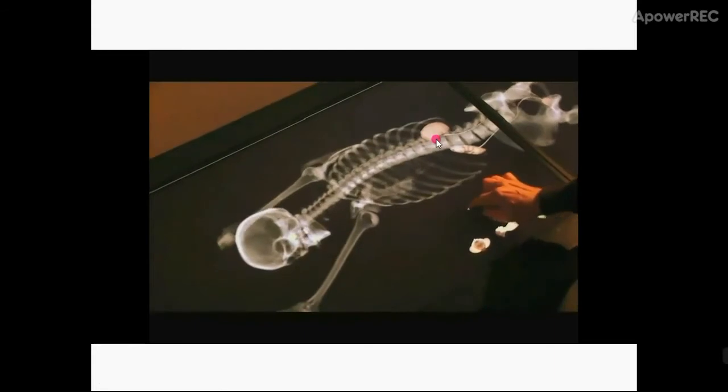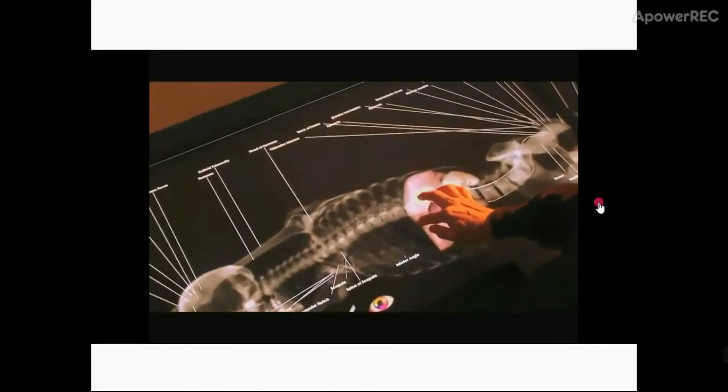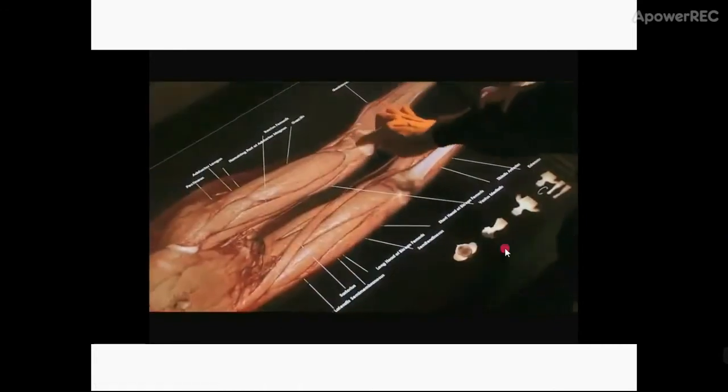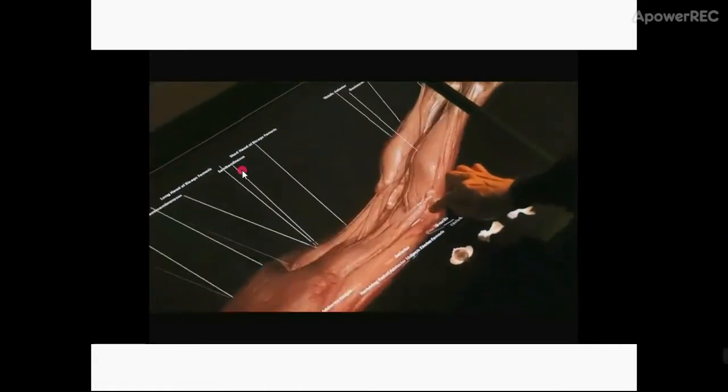Different systems can be selected, and here the skeletal and renal systems. Now different organs can also be selected, and this can be shown in the virtual table. Here is the skeletal system with the labeling. And here is the muscular system with the labeling.